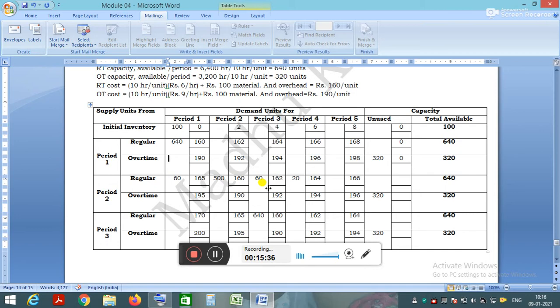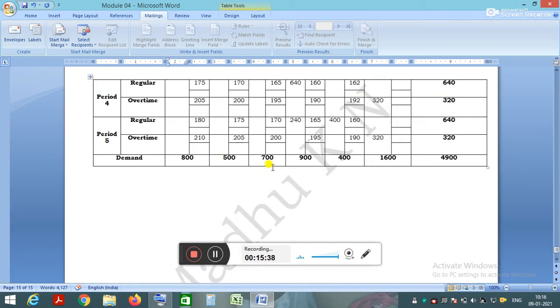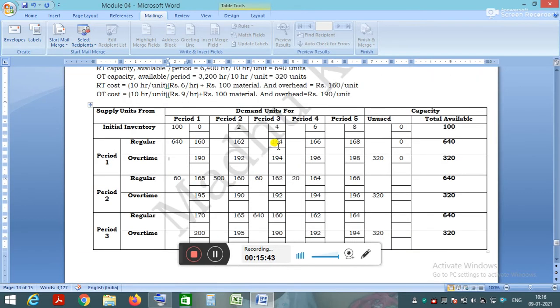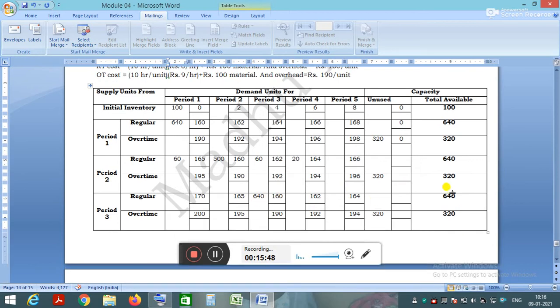Okay, now we will go for period 3. In period 3, the required demand was 700, but the capacity is 640 in the regular time and 320 in the overtime. The regular time cost is 160, but the required demand is 700. We produce 640 products in period 3 at a cost of 160. We can produce the remaining 60 products during the overtime at a cost of 190.